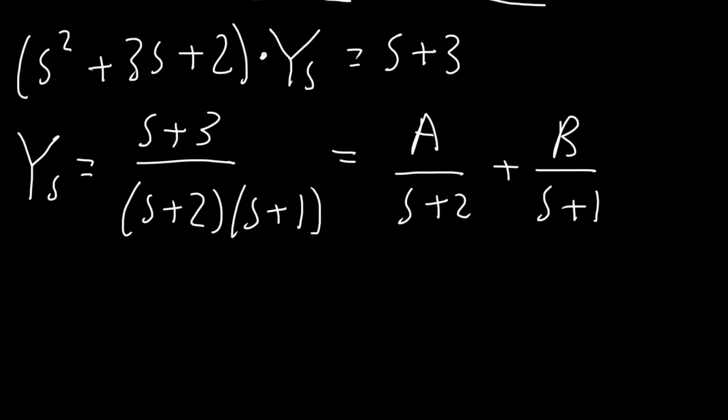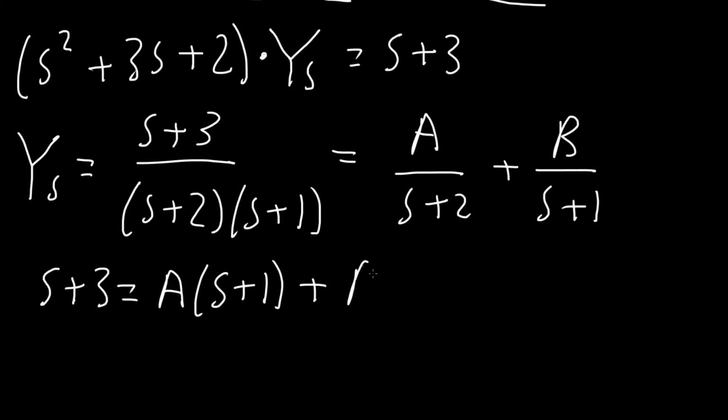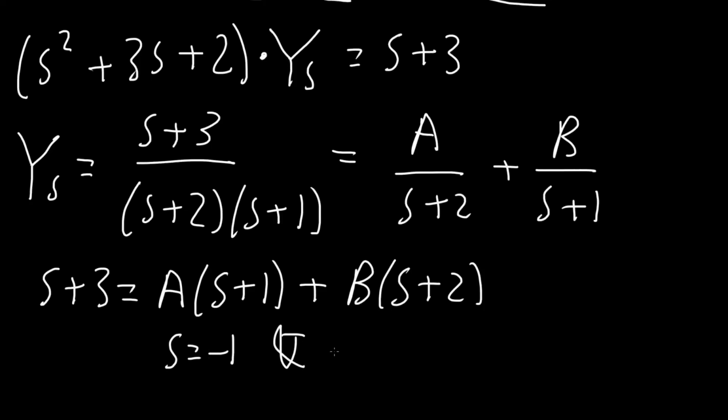And so if we multiply everything by s plus 2 times s plus 1, we would get s plus 3 is equal to A parentheses s plus 1 plus B parentheses s plus 2. And so if we say that s is equal to negative 1 and s is equal to negative 2, we can get A and B. So let me scroll down.